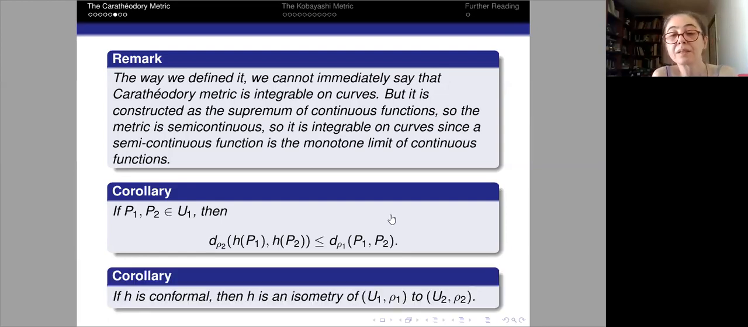And another corollary: if you take a conformal map, then this map is an isometry of the first domain with respect to the first metric to the second domain with respect to the second metric. So conformal maps are isometries.